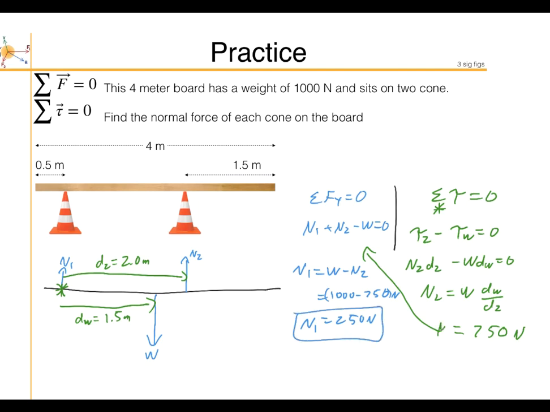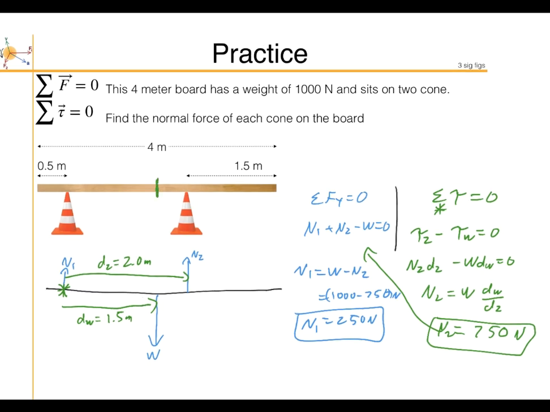So we have the two normal forces, right? The normal force closer to the center of gravity, remember the center of gravity is like here, is going to be stronger. It's sort of bearing more of the load than the cone further out.